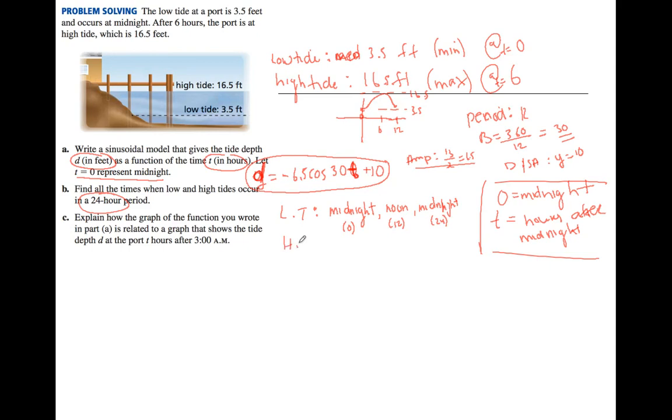Let's see about high tide. It hits high tide at 6 a.m., which would be 6. And then 12 hours later, which would be 6 p.m., which would be 18. And then 12 hours later, but that's already after 24 hours, right? So it has 3 low tides and 2 high tides in a 24-hour period.